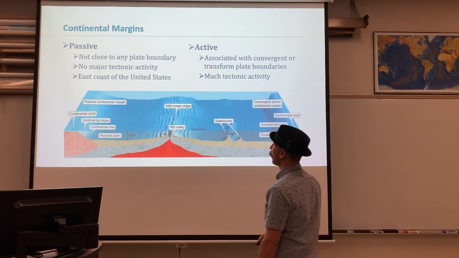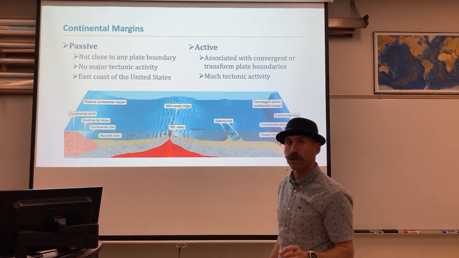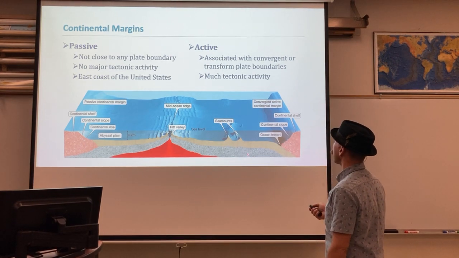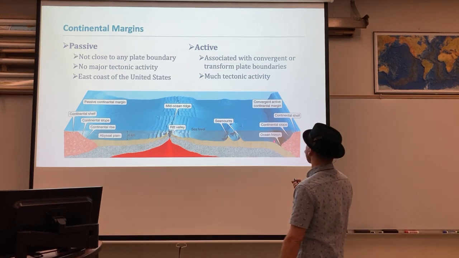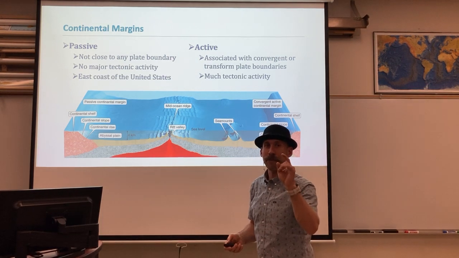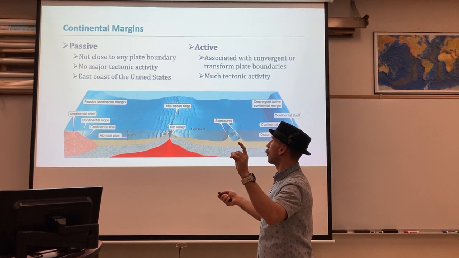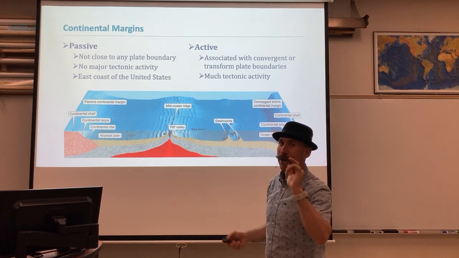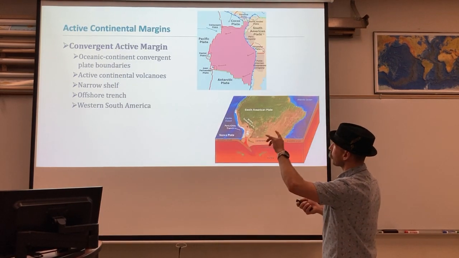Cool. There's 2 types of continental margins, active and passive, and it has to do with plate tectonics. If there are active plate tectonics, the boundaries associated with convergent or transform plate boundaries, then we have an active continental margin. If it's not close to a plate boundary, now you are transitioning from continental to oceanic crust, but if there's no plate tectonic boundary, then it's passive. There's no tectonic activity.